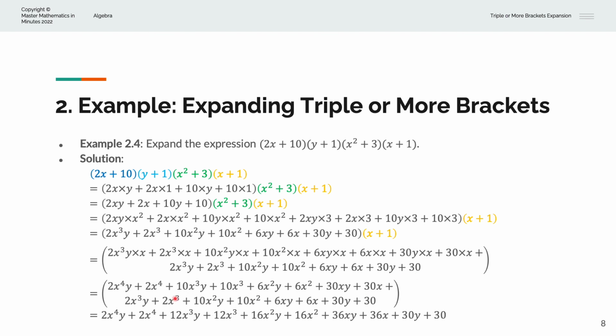So simplifying that, we have 2x cubed y multiplied by x is 2x to the power 4 y, and 2x cubed multiplied by x is 2x to the power 4, and so on. And simplifying that further, we have 2x to the power 4 y, 2x to the power 4, 12x cubed y plus 12x cubed plus 16x squared y plus 16x squared plus 36xy plus 36x and plus 30y and plus 30. So we've expanded 4 brackets.